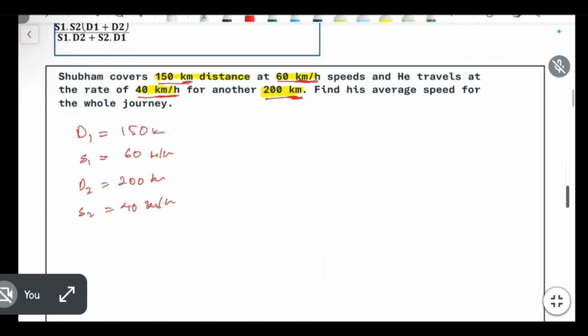So by the formula, we have speed 1 into speed 2, distance 1 plus distance 2, divided by speed 1 distance 2 plus speed 2 distance 1. Okay. So in that case, let us find the value. I'll just put the values here in this question.